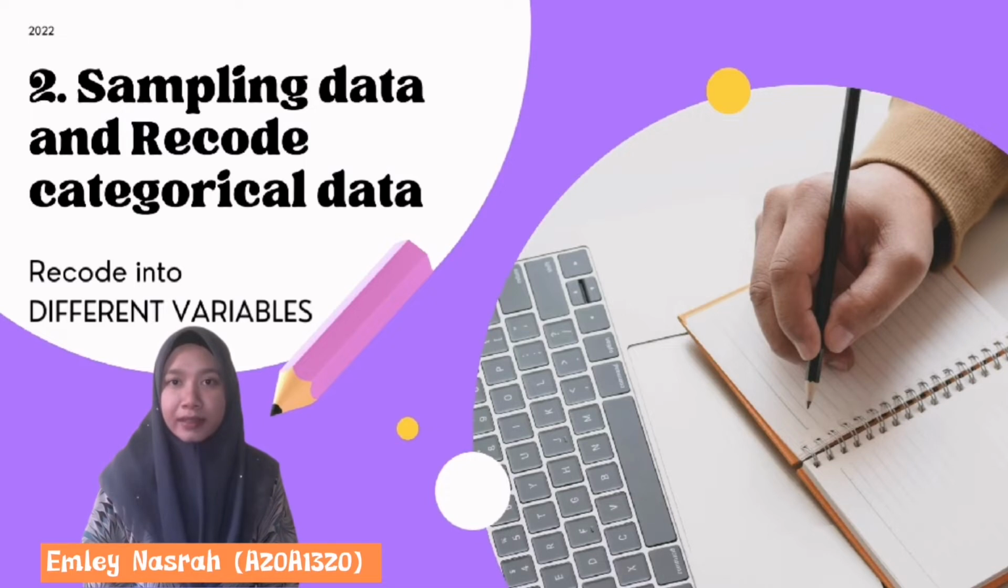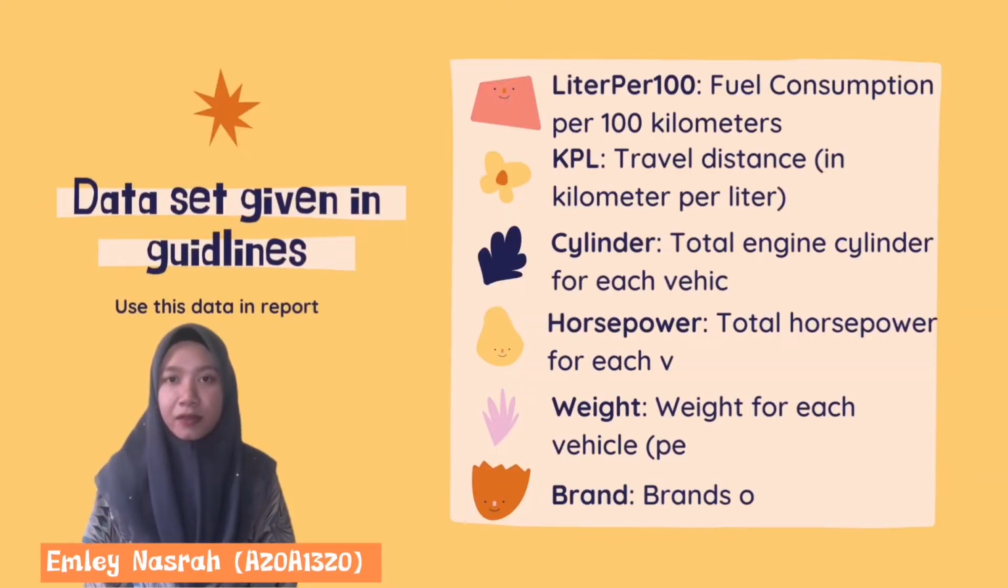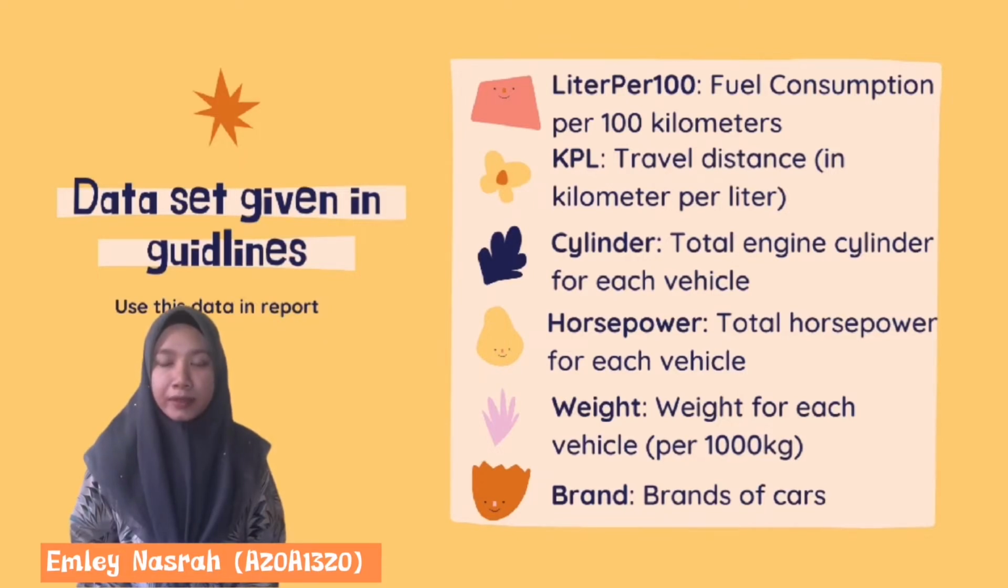This is our result after recording all the categorical data in SPSS. Liter per 100 is fuel consumption per 100 kilometers. KPL is travel distance in kilometers per liter. Cylinder is total engine cylinder for each vehicle. Horsepower is total horsepower for each vehicle. Weight is weight for each vehicle per 1000 kg. Brand is brand of cars.